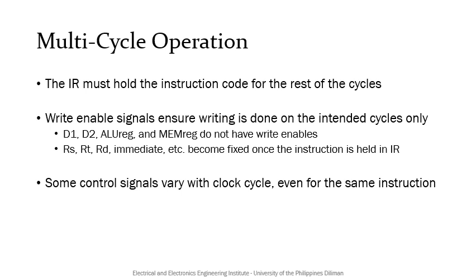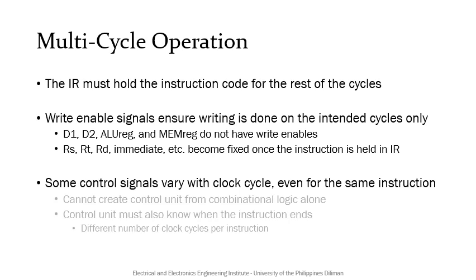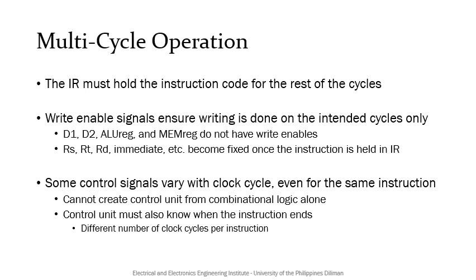Some control signals vary with clock cycle, even for the same instruction. For example, write IR is asserted only on the first clock cycle but deasserted otherwise. Thus, we cannot create a control unit from purely combinational logic alone since we must also know what clock cycle we are in. The control unit must also be able to determine when the instruction ends since we have different numbers of clock cycles for different instructions.